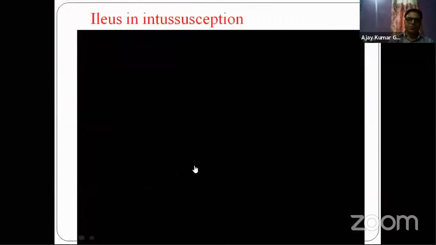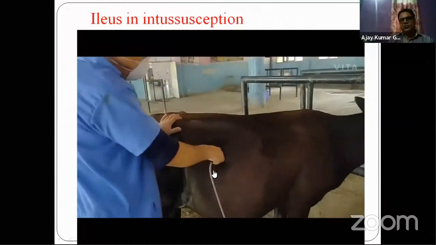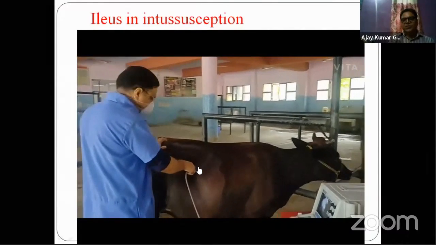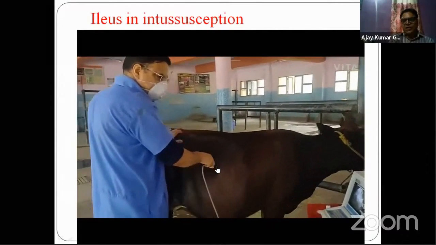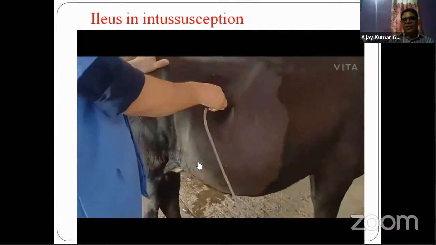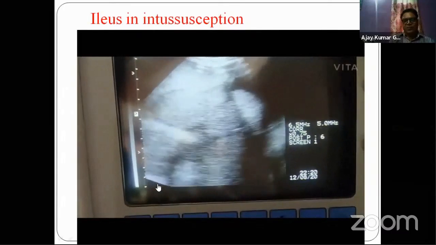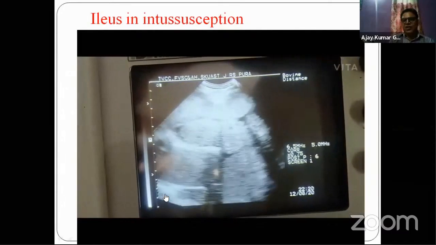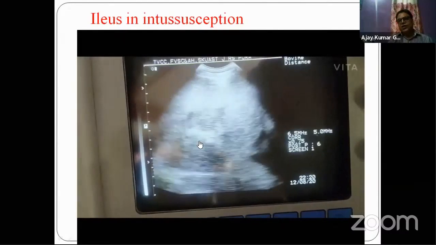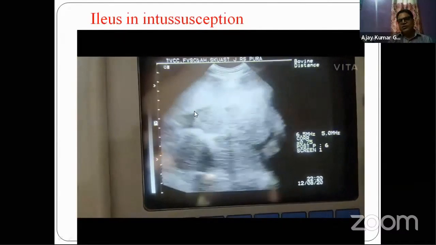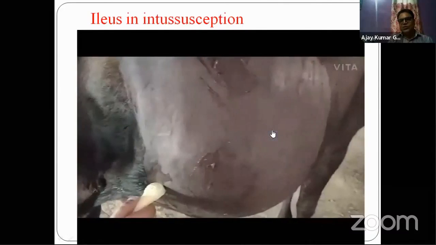Now, in case of intussusception, if it is long standing or involves the ileum and jejunum, you scan the abdomen from the right side in any region. It may be the flank, paralumbar fossa, it may be the ventral abdomen close to the flank, it may be the cranial abdomen close to the costal arch. Everywhere you find this type of picture, that there are distended intestinal loops, with anechoic fluid in between the loops.